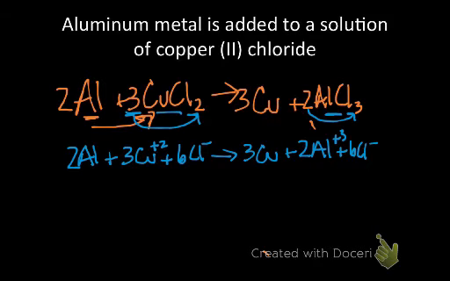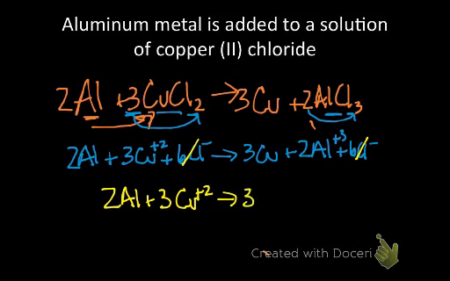Next step, go through and cancel out anything on both sides. And again, we call these our spectator ions. So these are things that are unchanged over the course of the reaction. So our 6 Cl minuses are our spectator ions in this case. And then we rewrite our final equation. So we have 2Al plus 3 Cu plus 2 gives us 3 Cu plus 2 Al plus 3.